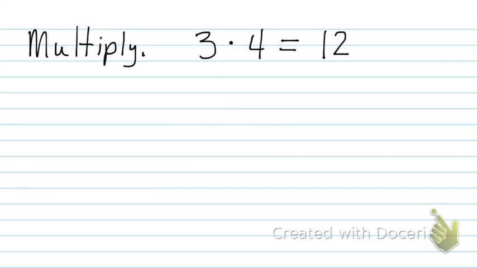So if I were to ask you to multiply 3 times 4, what would you call the 12? Well, of course, that's the product. But what about the 3 and the 4? Well, we call these factors.